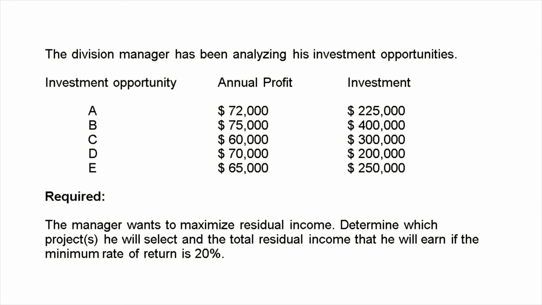In this problem, we are presented with the same figures as the last one, only this time, the manager wants to maximize his residual income, and we must determine which project will give him the highest possible residual income at the minimum rate of return of 20%.